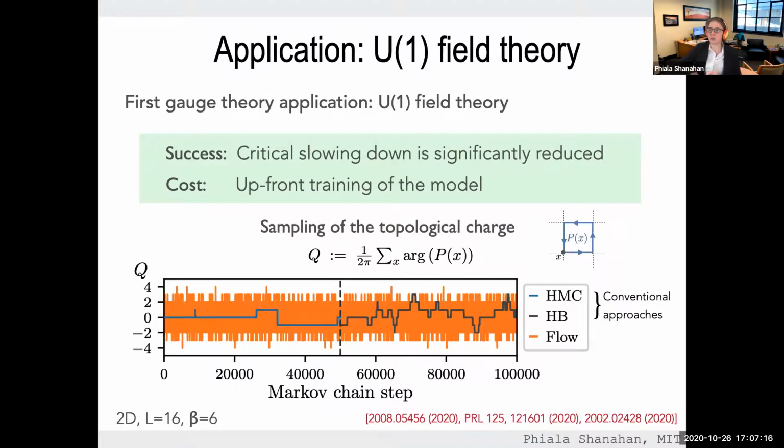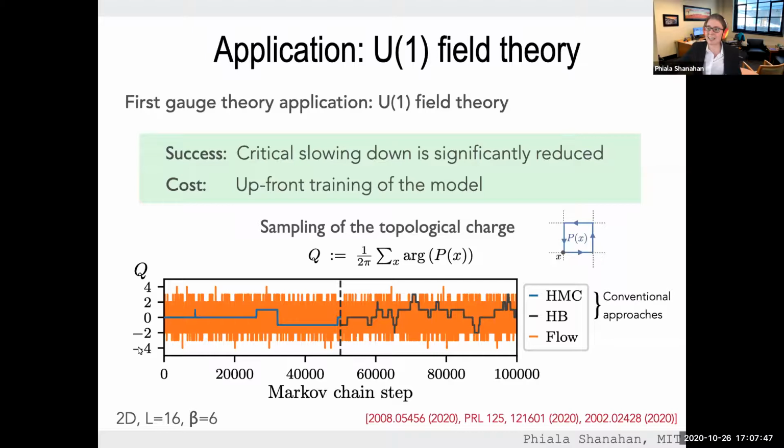So here's an example of an application to a U(1) field theory. QCD is SU(3), so this is a little bit simpler. And what we found is that we really significantly reduced or eliminated this critical slowing down problem, at the cost of the upfront training of the model. What I'm showing here is the sampling of the topological charge. It's the winding number of the gauge field. The Atiyah-Singer index theorem tells us that it's quantized. It's a global variable, an integral over all of the sites.